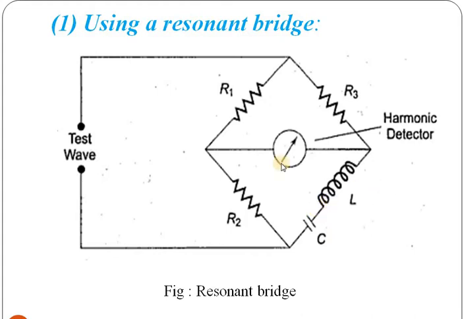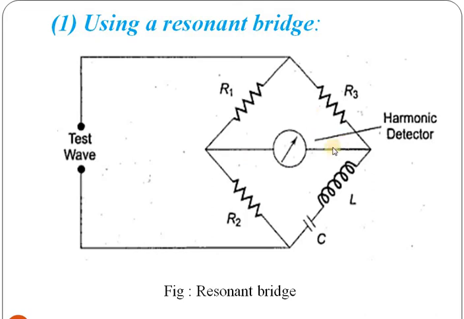The test wave which is to be tested is applied to this terminal, and to the other terminals we connect the detector, called the harmonic detector. The L and C components are chosen such that they are tuned to the fundamental component. So the bridge is balanced for the fundamental component.